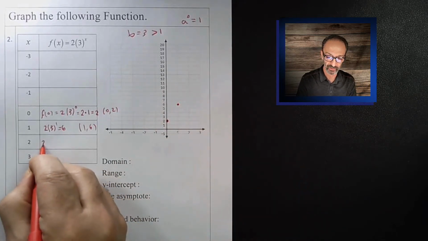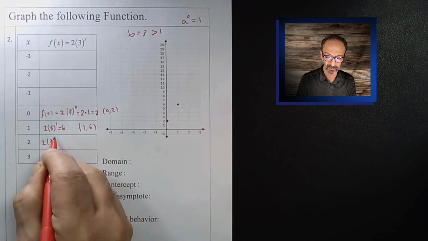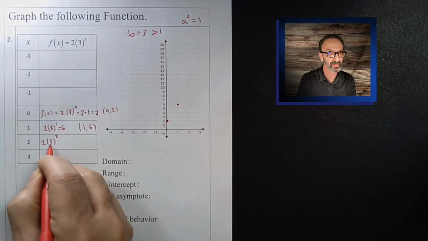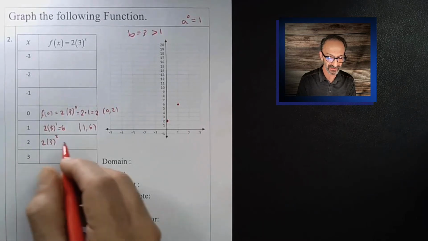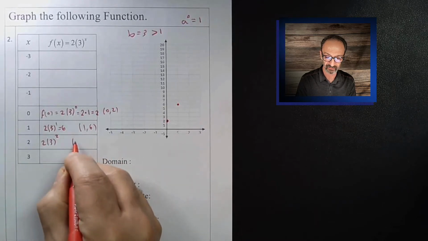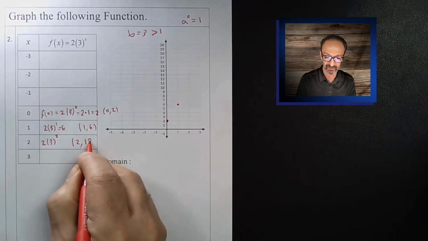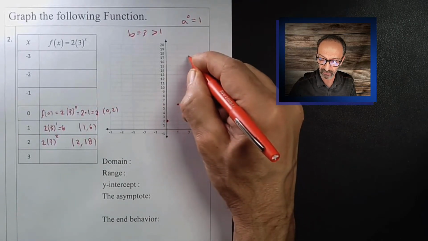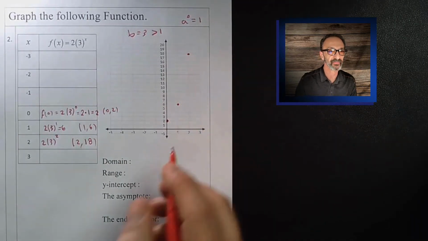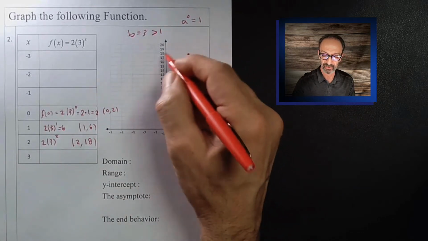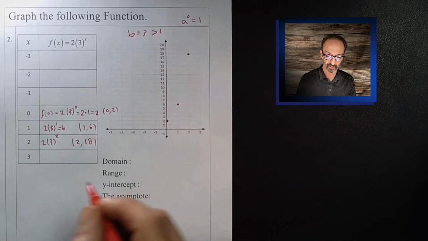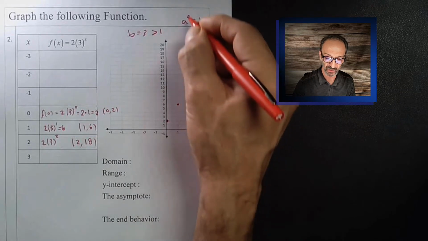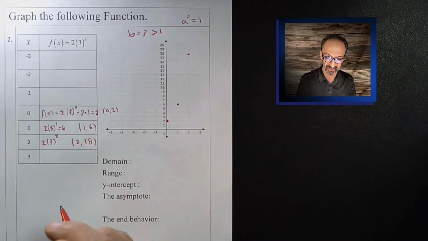For 2, replace x with 2. 3 to the second is 9. 9 times 2 is 18. So 2 will give me 18. For 2, I'm going to go all the way up to 18 and mark it. Of course, for 3 we can't make the scale go all the way up, but that just supports that it takes off and it is exponential behavior.